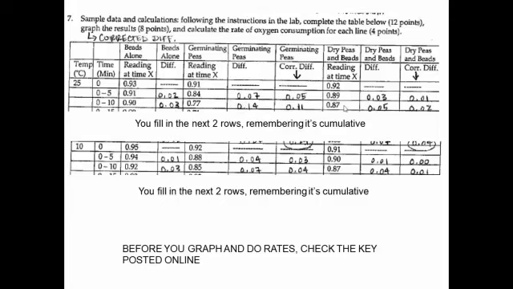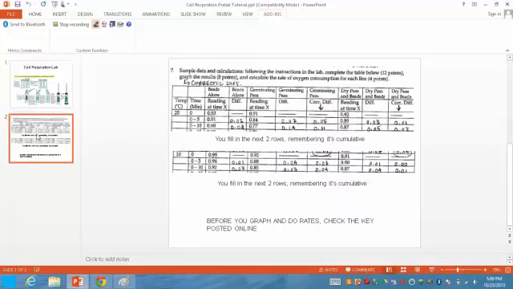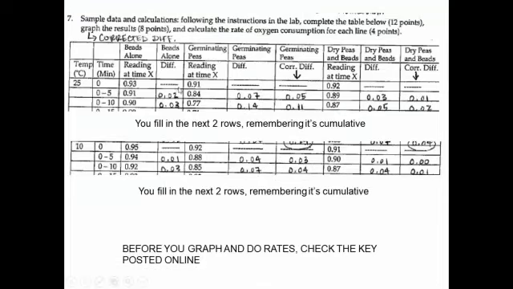Do the same thing here. 0.92 minus 0.87 gives us 0.05. Subtract what was due to just the beads alone, and that gives us a corrected difference of 0.02. You're going to go on and do that for your 15-minute and your 20-minute reading. Remember, you're always looking back. Sorry. Hang on. You're always looking at time 0 and figuring out your cumulative change.